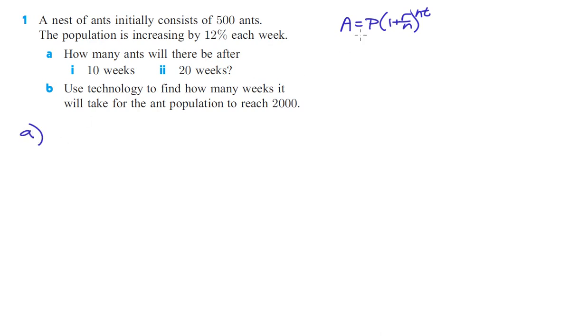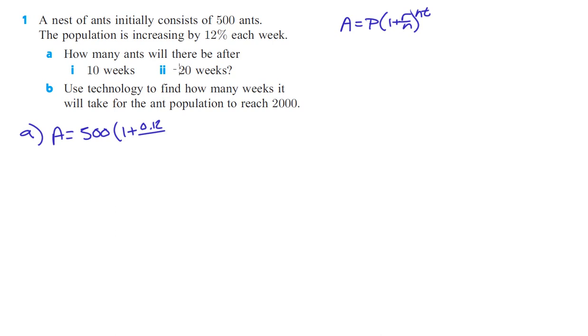So we've got our A equals P times 1 plus R over N to the NT formula that should work throughout this whole section here. So we're looking for the end amount. That's the A. P is the original amount, which is 500. And then we have 1 plus the rate as a decimal, so that's 0.12.